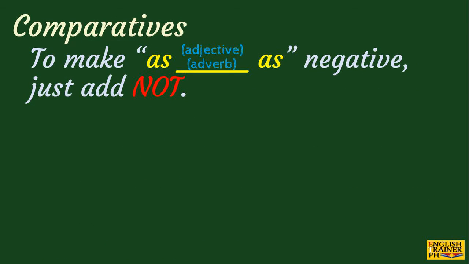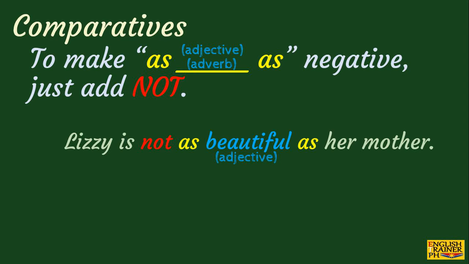Now, to make this negative or to mean that these two are not the same, all we do is add not after the auxiliary verb. So to change the first example, we can say Lizzie is not as beautiful as her mother, which means that they are not equal. This also means that her mother is more beautiful than Lizzie.